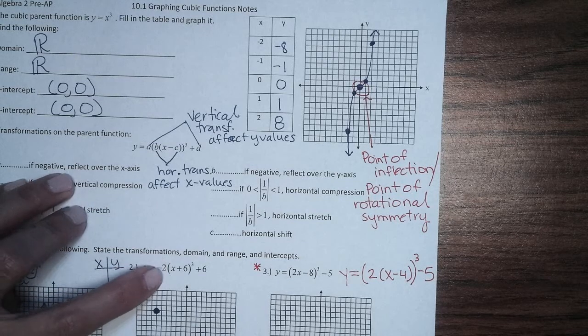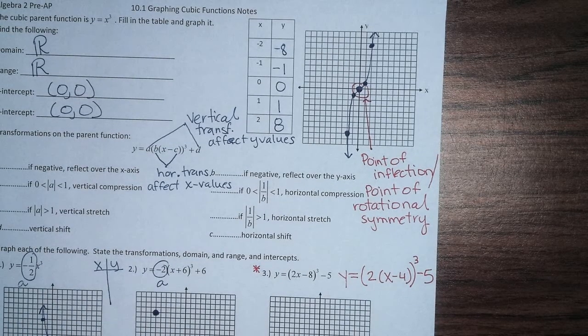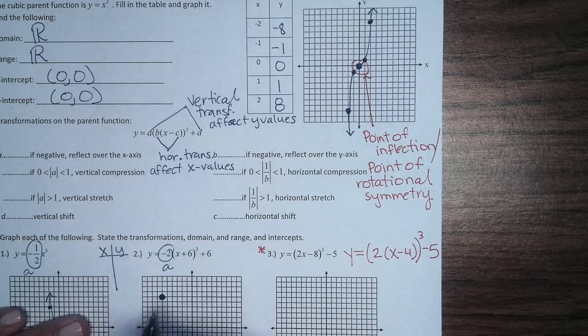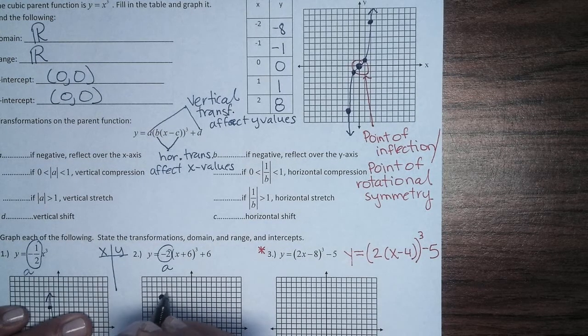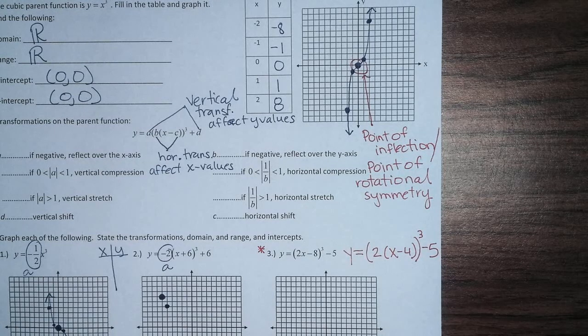However, there is a negative 2, which is another a value, so that will affect your y values. That means from the inflection point, instead of going to the right 1, up 1, I'm going to go to the right 1, down 2, because 1 times negative 2 is negative 2. Let me try it again if that didn't help.